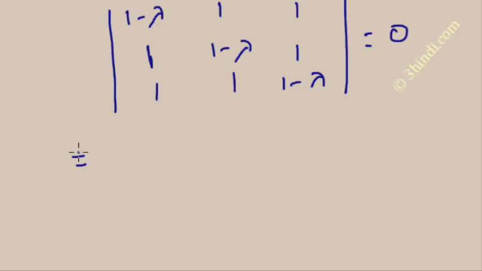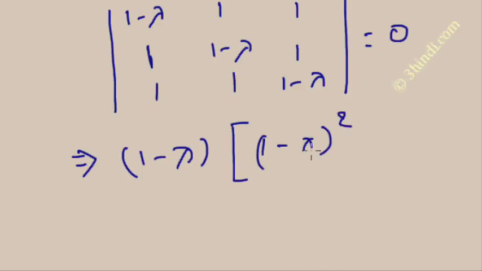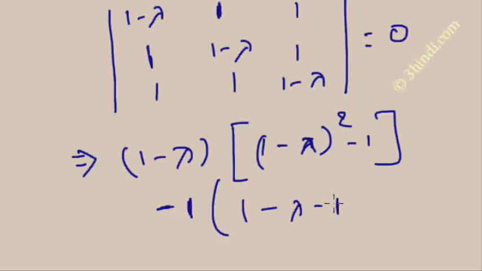So this means (1 minus lambda) into (1 minus lambda) whole square minus 1, plus minus 1 into, for this, reduce this and this, and my 1 minus lambda, means 1 minus lambda minus 1, minus plus 1 into this, plus 1 into 1 minus this, means 1 minus 1 plus lambda, is equal to 0.